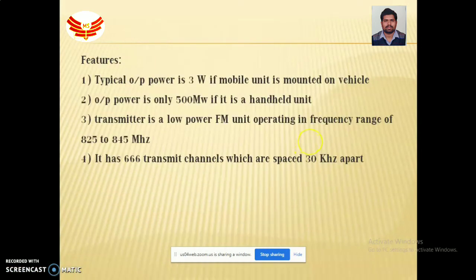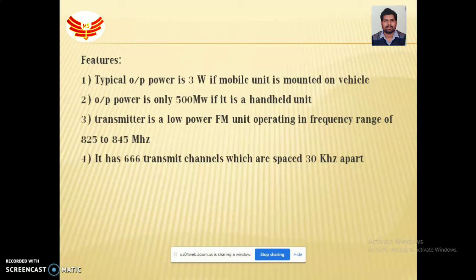Next, the features of the mobile phone unit. The first feature: if the mobile unit is mounted on a vehicle, the typical output power is 3 watts. If the mobile phone unit is handheld, the output power is 500 milliwatts. The third feature: it has 660 transmit channels spaced by 30 kHz. And the last feature: the transmitter is a low power frequency modulation unit operating in a frequency range of 825 to 845 megahertz.